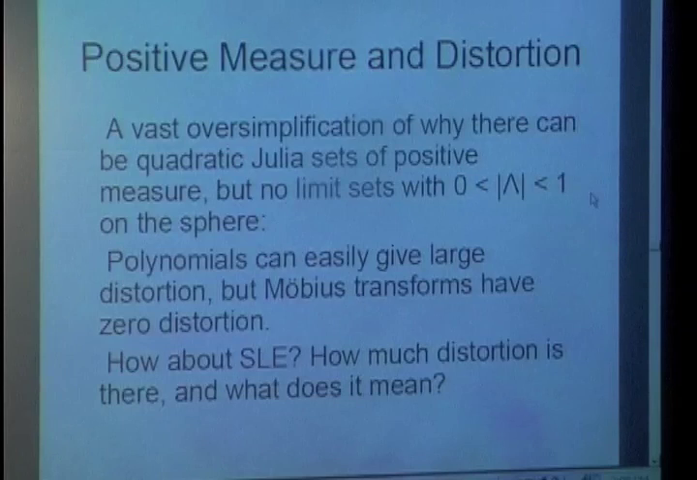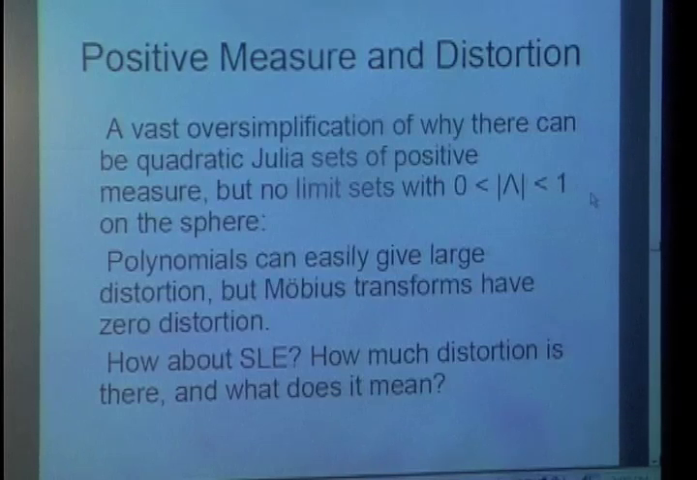Okay, so let's look now at positive measure and distortion, and I will give my vast oversimplification of why the Ahlfors conjecture is now settled. It's because Möbius transformations have zero distortion. Okay, so that clearly is not a proof.